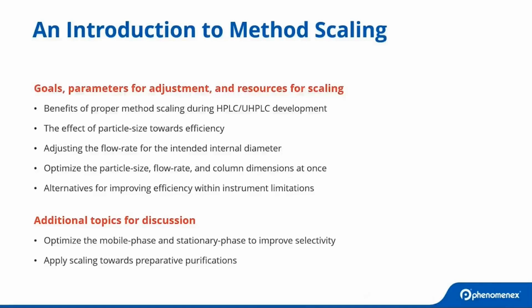Specifically, we will speak about the effect of particle size towards efficiency, how to then go about adjusting the flow rate for the intended internal diameter of your column, and then finally how to put all that together when optimizing the particle size, flow rate, and column dimensions all at once. From there, we will then be able to pivot and discuss how to implement all of this while working within the limitations of whatever instrumentation you may have available to you in the lab.